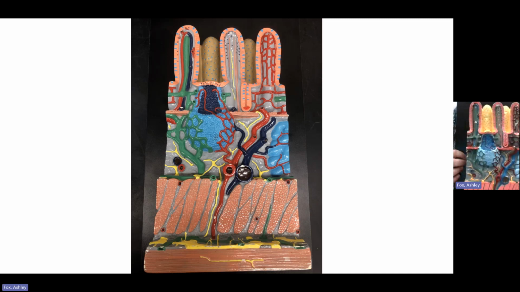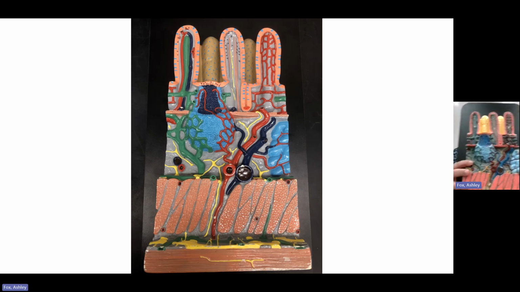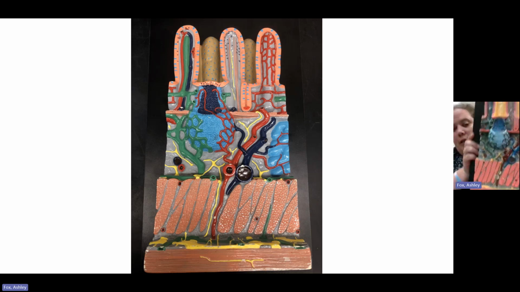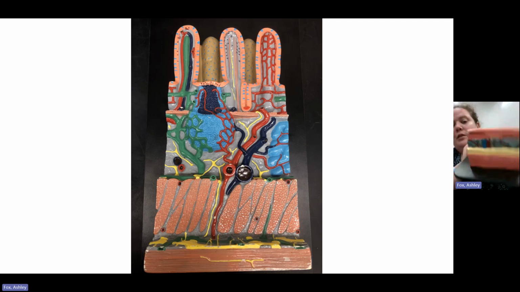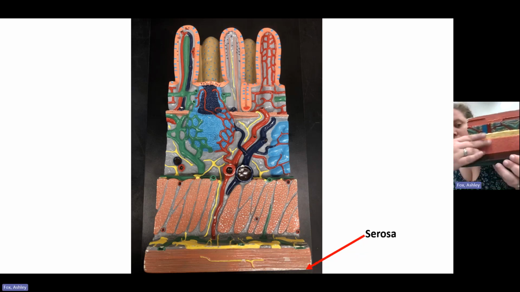So now we're going to look at this model right here. This is a microscopic model of the small intestine. So the first layer is this bottom layer right here, pretty much the outside that you can see. I just didn't get a good picture of it, so you can't see it as much in the picture. But that is your first area, and that is your serosa.